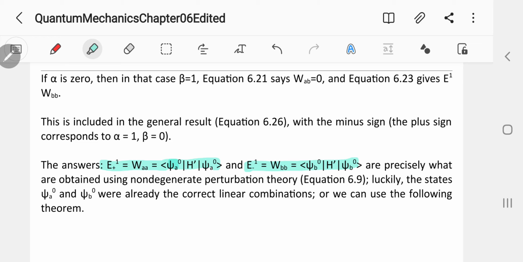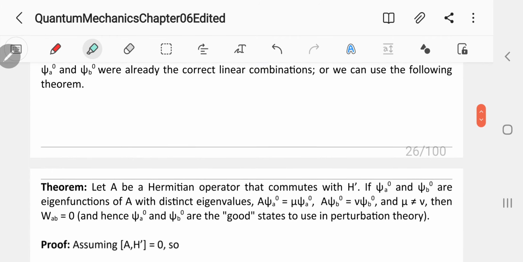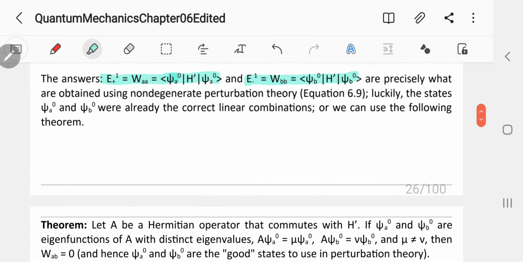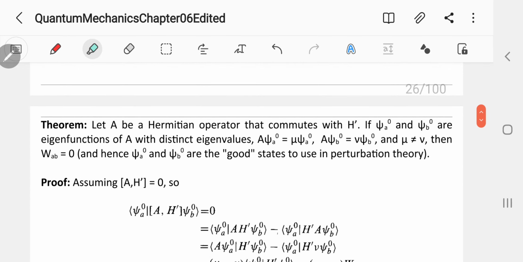So in this case, we're lucky that the states, or the linear combination that we did, is already the correct combination, but in general the linear combination would be something else. However, that was the linear combination that worked initially.